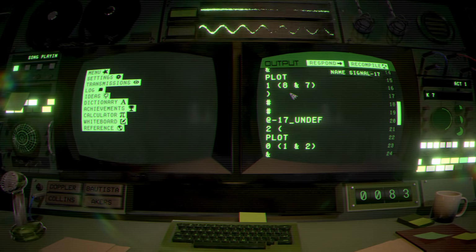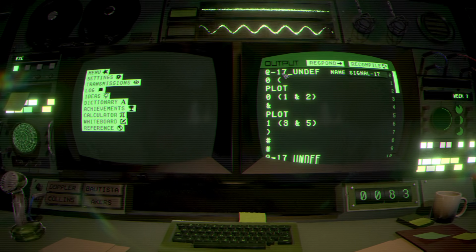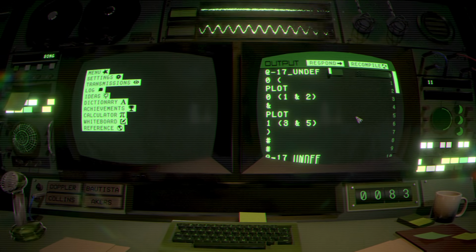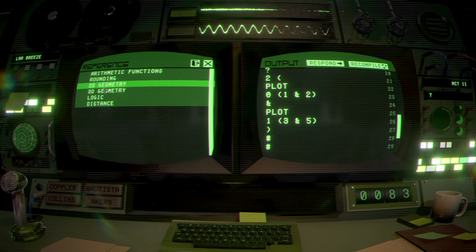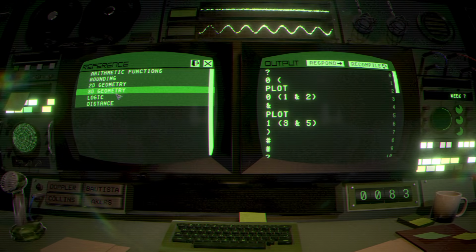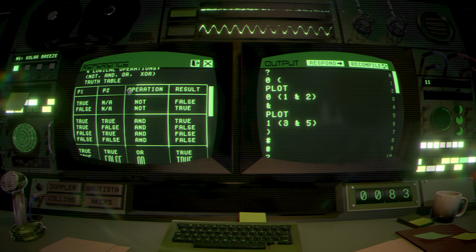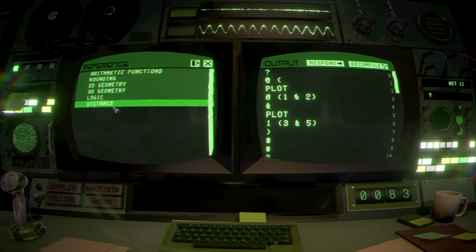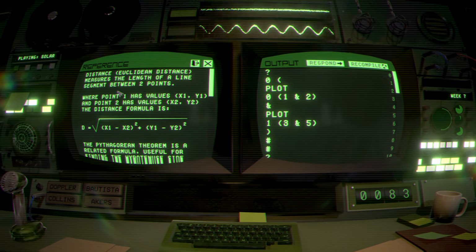Oh boy, and we have another new word as well. Look at this. All right, you know me, I'm going to question mark this first. Wow, this is going to be pretty advanced. We have geometry, 3-dimensional geometry, logic. Very interesting. Or, XOR, and, not, NAND. Distance. Oh boy. Okay.